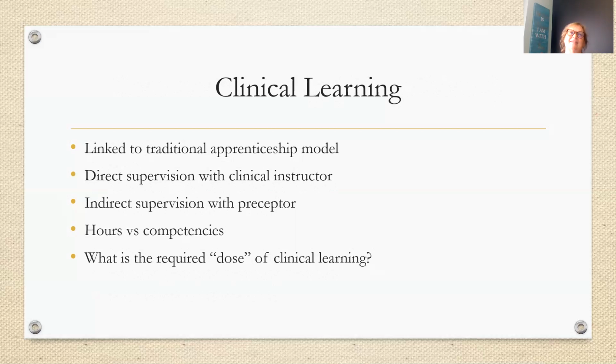And then the interesting thing is we assume clinical learning is critical, right? Absolutely critical. But I just said one of the universities in the United States has been approved to offer 100% simulated learning.